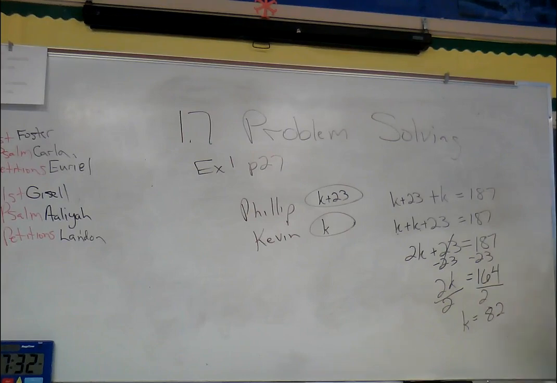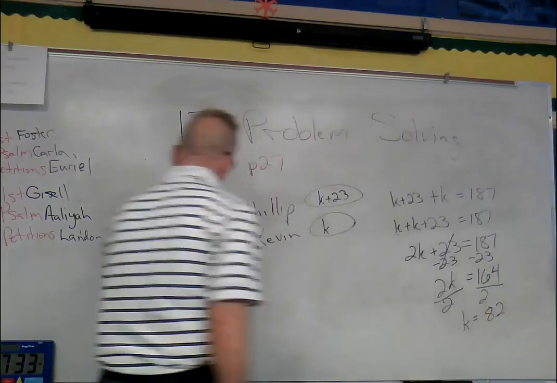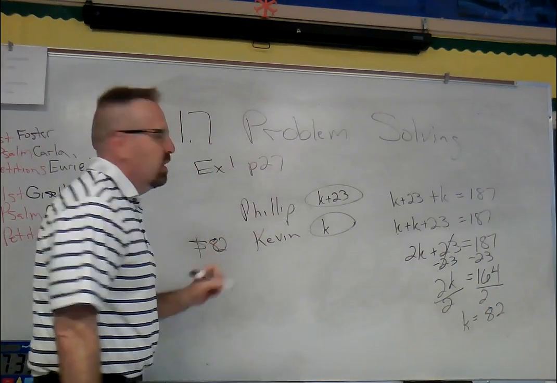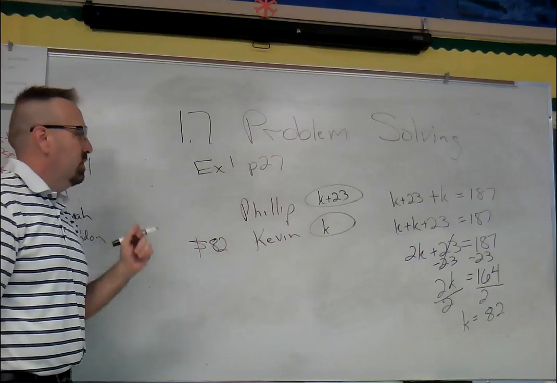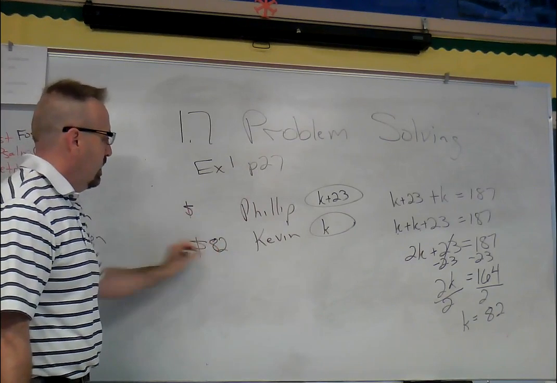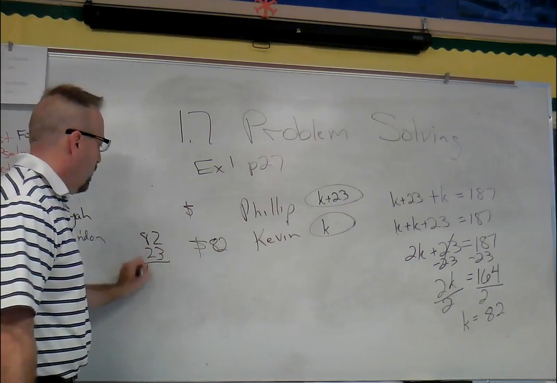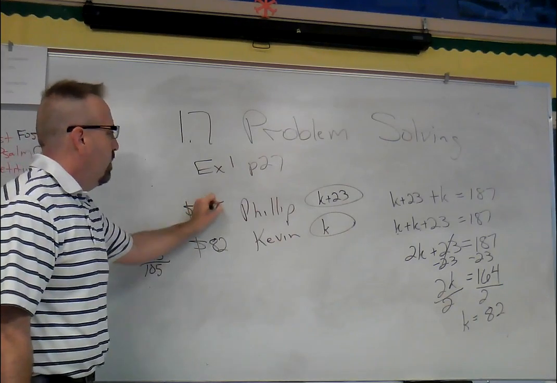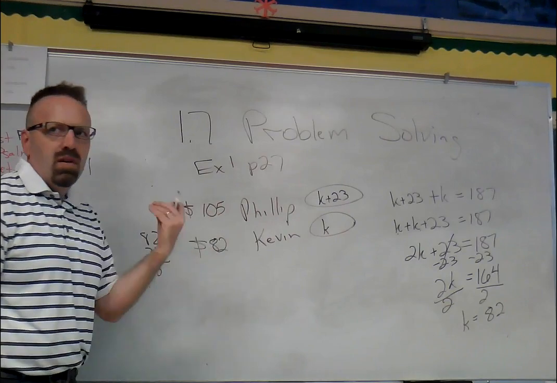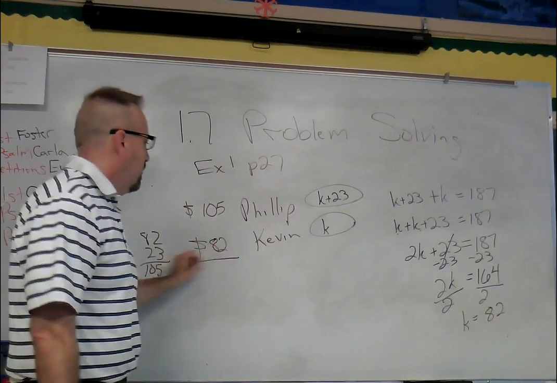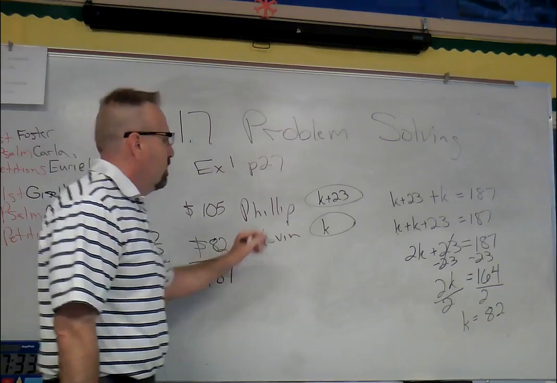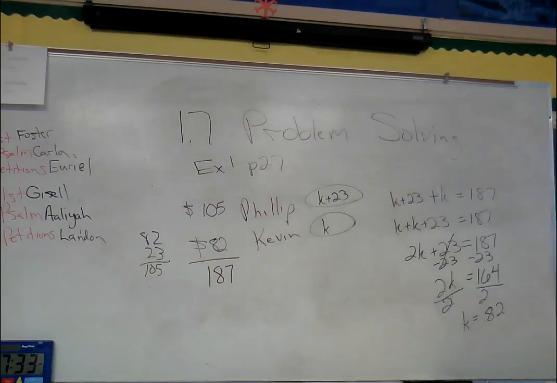Because let's go back on word problems. Make sure you go back and read the question. How much does each have? So this tells us how much Kevin has: 82. Now, how do we figure out what Philip has? Just add 23 to this. 82 plus 23 is 105. Once we've got these two numbers, how can we check to see if that is correct? Add them together and they should equal 187. So that's how we can check. So again, it's setting it up like we've been doing the last couple days, and then using the skills we know to solve.